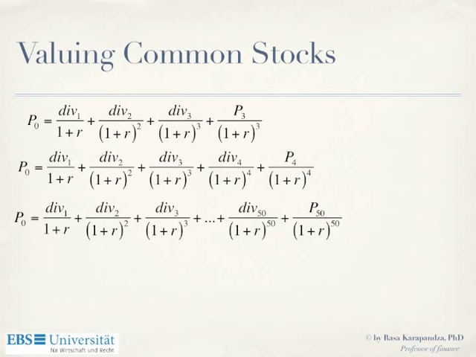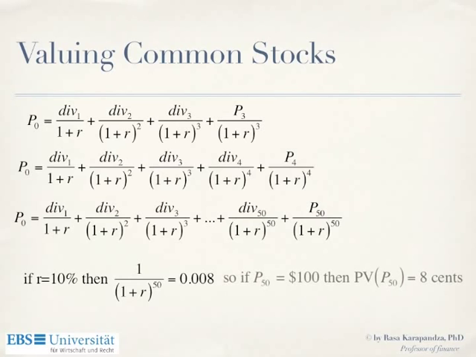And I will tell you, but look, observe carefully. You are now discounting this price with 1 plus R to the power of 50. And let's say that you estimate that this price is $100, that P50 is $100. And let's say that R is 10%. Then the present value of this last element in this sum is actually 8 cents. So even if I miss this price by double, let's say it's 50, not 100, I have missed the estimate of the value of this company by just 4 cents.